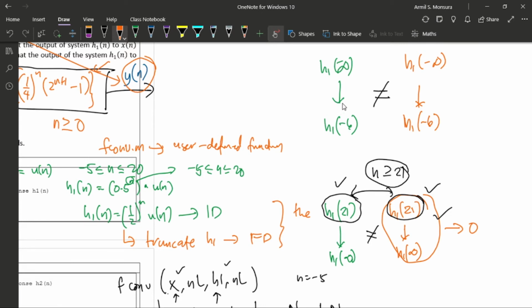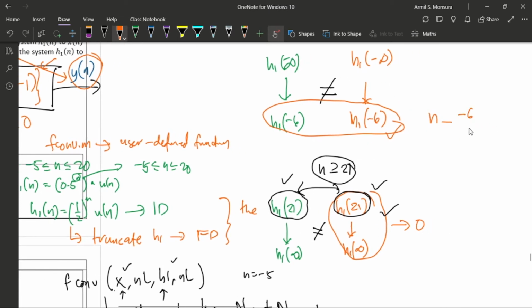Okay, so therefore, kapag in-implement natin yung numerical convolution sum algorithm using the truncated sequence, dito magsisimulang maging erroneous yung value nung sequence niyo, nung convolution sum sequence niyo. That is for n equal to negative 6. Okay, n less than that, kasi up to negative infinity.